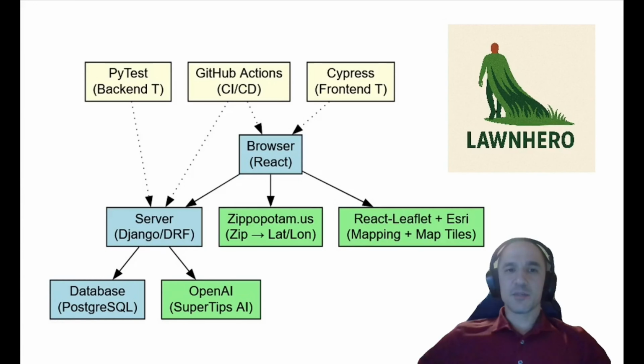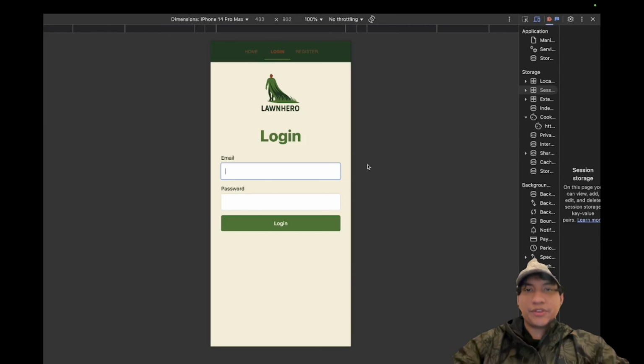Together, this stack powers our core feature, Super Tips, which are OpenAI-powered yard and user preference-specific pieces of guidance. This is made possible with the Zippopotamus API for location data and React Leaflet and Esri for yard dimension mapping. We are using token-based authentication.